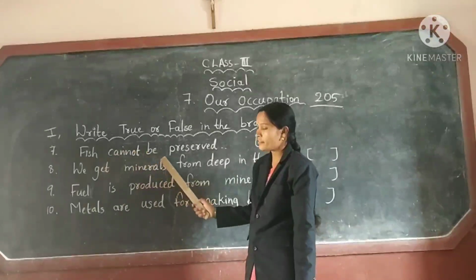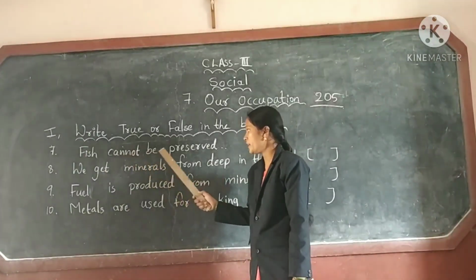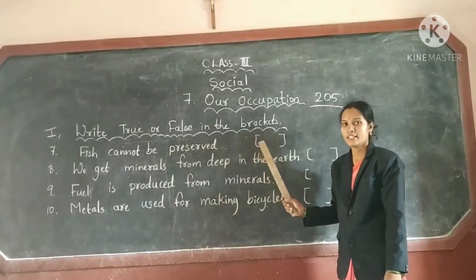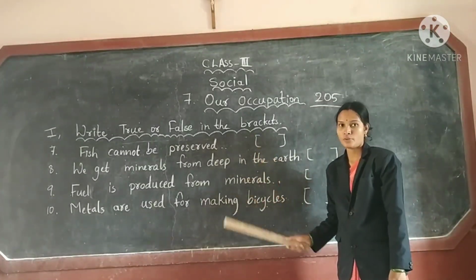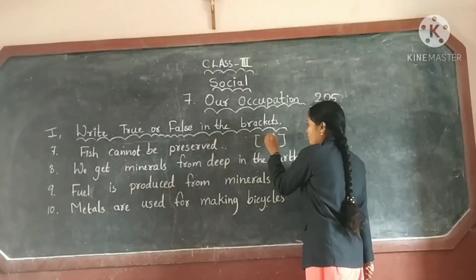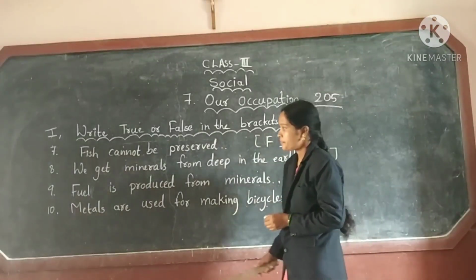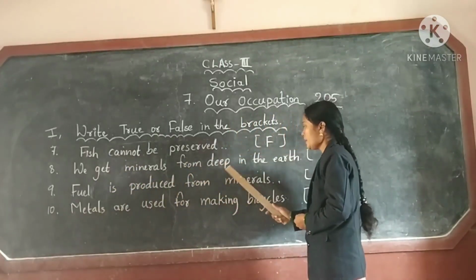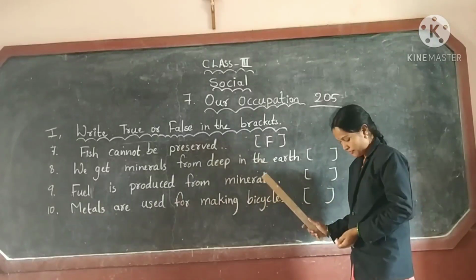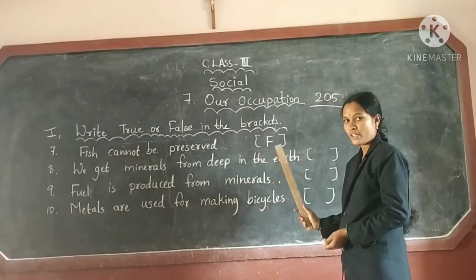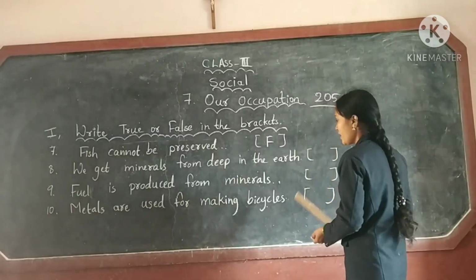Next, seventh one: fish cannot be preserved. Is this statement correct? No. This is a wrong statement. You can write F. Next, eighth one: we get minerals from deep in the earth. Yes, we get minerals from deep in the earth.